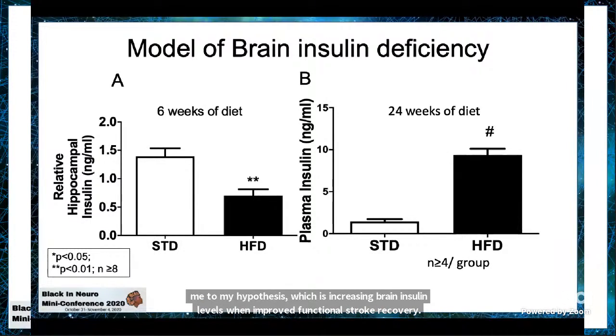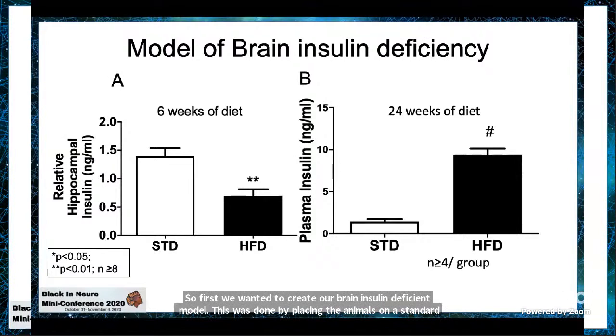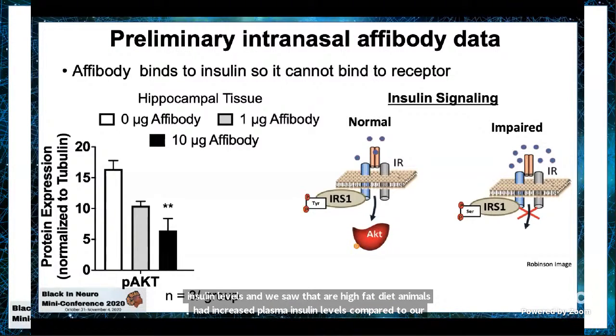Next, we wanted to look at our plasma insulin levels, and we saw that our high-fat diet animals had increased plasma insulin levels compared to our standard diet animals. So we have our increased circulating insulin in the periphery. We have established our insulin-resistant animal model. Next, we wanted to see if any of our results were going to be confounded by our high-fat diet. So we wanted to establish brain insulin deficiency pharmacologically through the use of the insulin affibody.